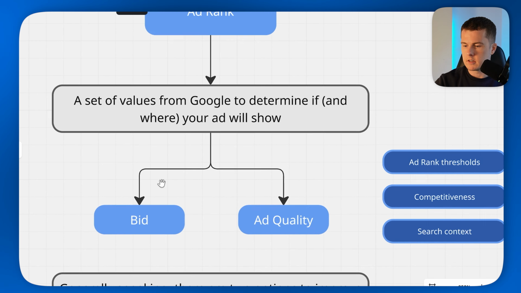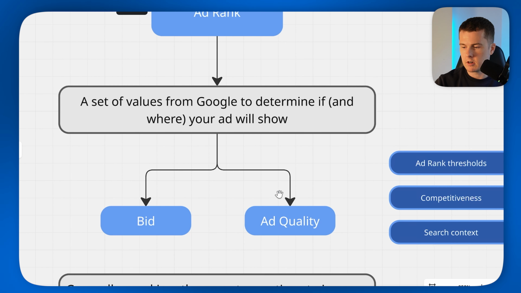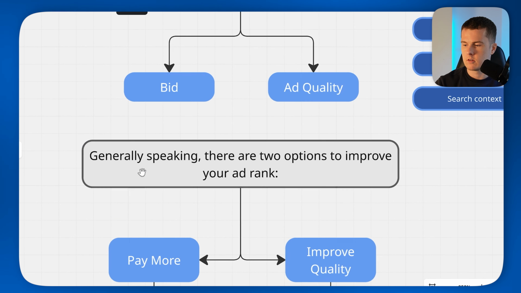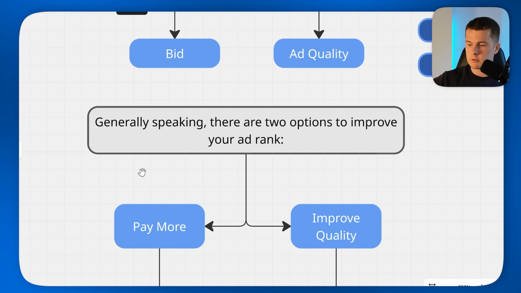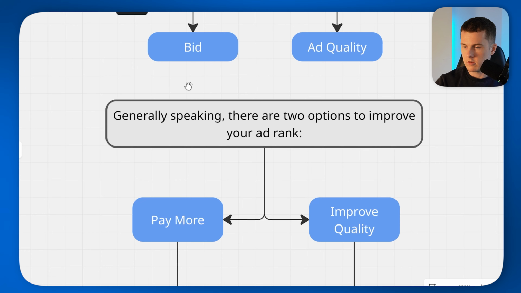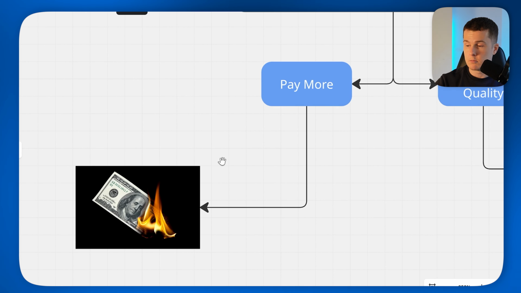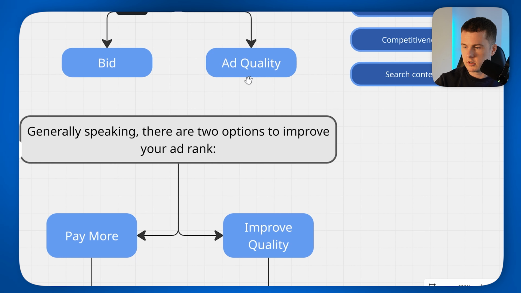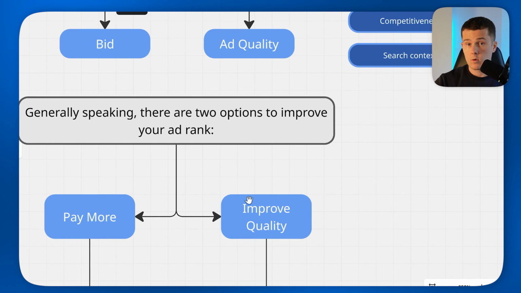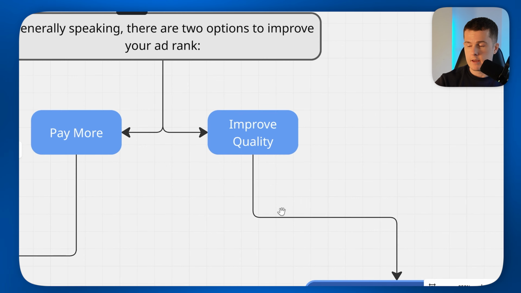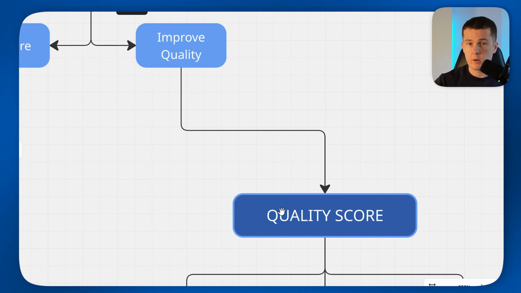But for the most part, I want to talk about your bid and your ad quality, because to me, these have the 2 most profound effects on ad rank, and ad rank determines if and where you serve on Google. So your bid and your ad quality. Generally speaking, there are 2 options to improve your ad rank. You can either focus on your bid by paying more, but we know that that's just going to cause us to burn through cash. So instead, we're going to focus on ad quality. Ad quality is measured in Google by quality score. So if we want to improve quality, we need to focus on quality score.